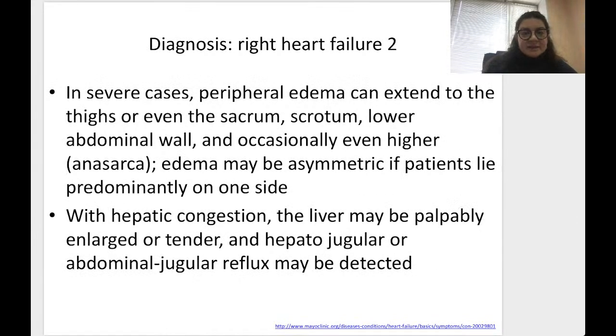In severe cases, peripheral edema can extend to the thighs or even the sacrum, scrotum, lower abdominal wall, and occasionally even higher. We name it anasarca or diffuse body edema. Edema may be asymmetric if patients lie predominantly on one side. With hepatic congestion, the liver may be palpably enlarged or tender, and hepatojugular or abdominal jugular reflux may be detected.